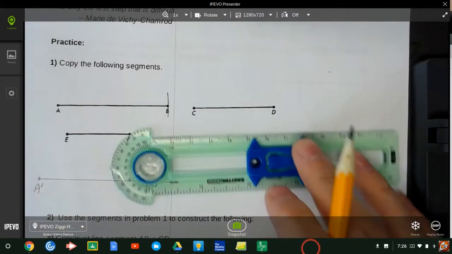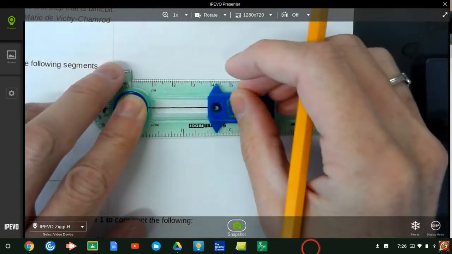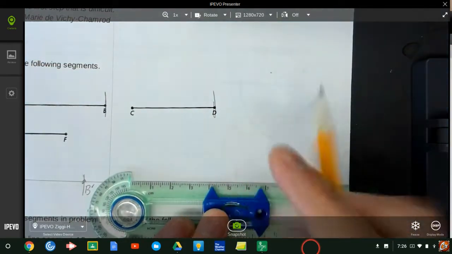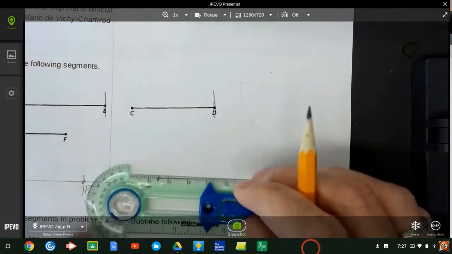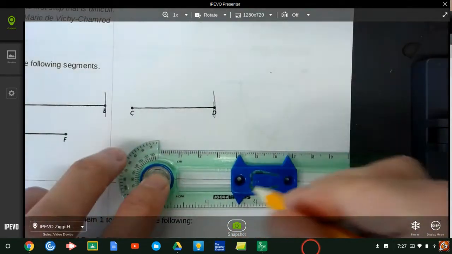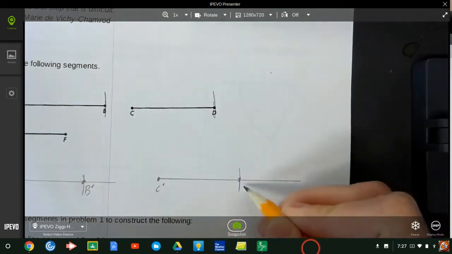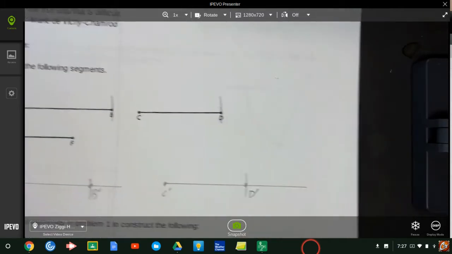I do the same with C and D. So I'll set up and copy this. Give myself a baseline. If they already give you a baseline, you don't need to do that step there. Don't worry about the rest of the other information. And let's get EF now.